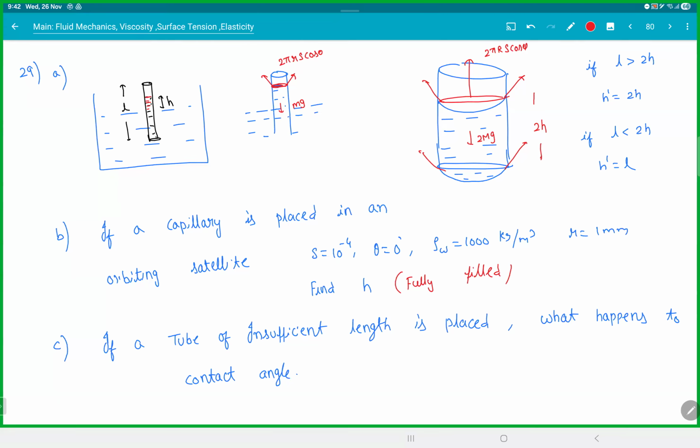What happens if you keep a tube of insufficient length? The formula is still valid. h is equal to 2S cos theta by rho g r. h will change and theta will change. So when you keep a tube of insufficient length, h decreases, isn't it? Because you're not going to the maximum value possible. h decreases, so cos theta decreases. That means theta increases.